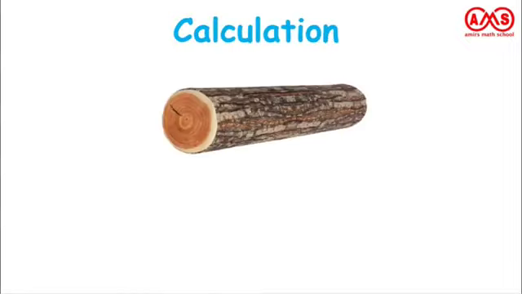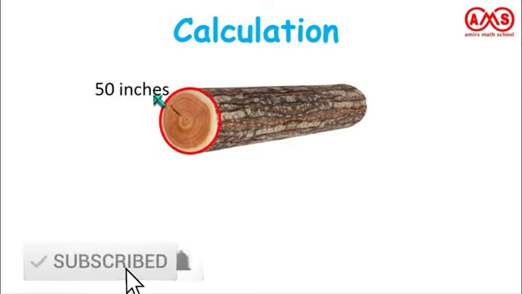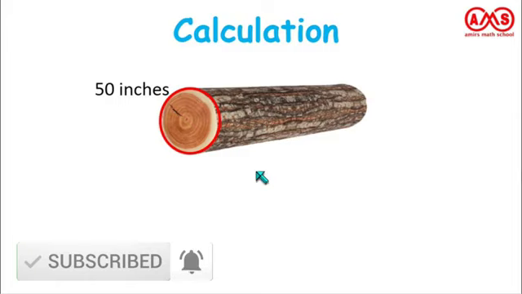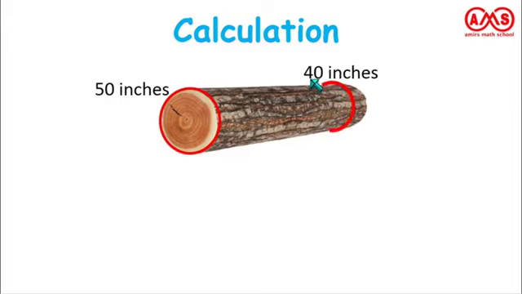Suppose this is our wood log. We measure the circumference here, which is 50 inches, which is maximum, and we take another circumference here which is 40 inches, which is minimum, and then the length of this log, which is 5 feet. Remember, we have to take the circumference, that is this round measurement, in inches and the length measurement in feet.